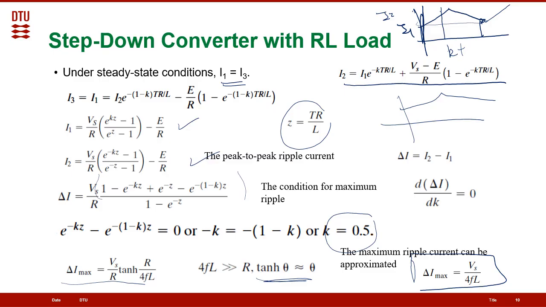And also we can see that if the frequency is very high, what does it mean? If the frequency is very high, then this time becomes shorter. And again, if the time is shorter, then the inductor will not have enough time to be discharged. So again, this will reduce the ripple in the output current.